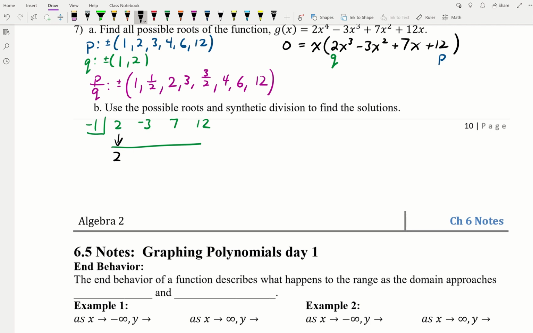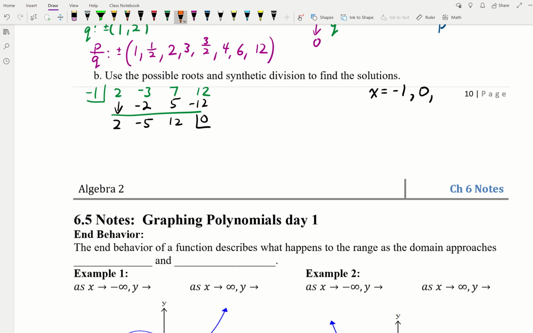Bring this down. -1 times 2 is -2. If we add, we get -5. -1 times -5 is 5. If we add, we get 12. And -1 times 12 is -12. If we add, we get 0. So again, that confirms that -1 is in fact a solution. So right now, our solutions are going to be x equals -1. From up here, which you might miss if you're not careful, 0 would be a solution. So we want to include that. So -1 and 0.